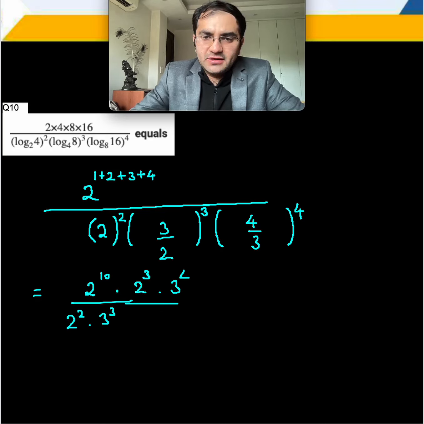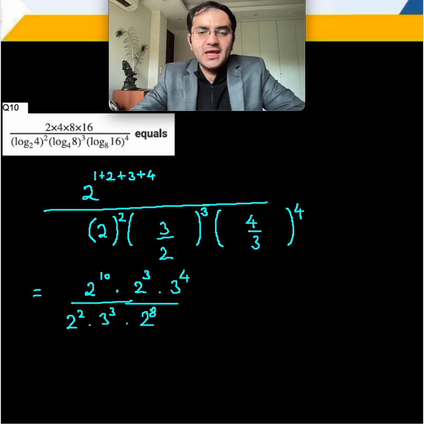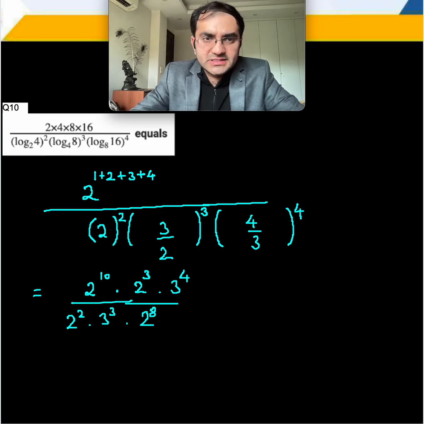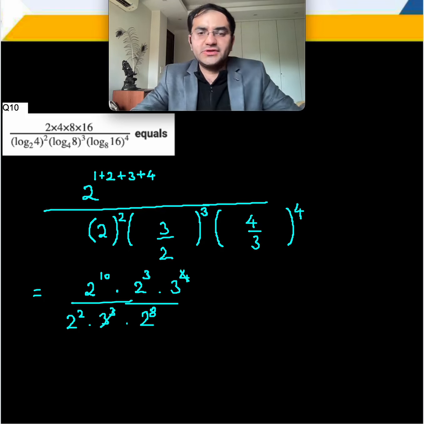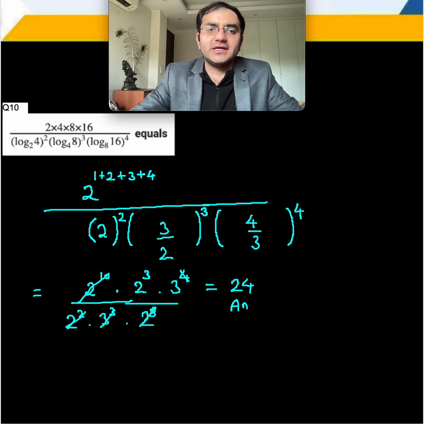And then 3 power 4 goes to the top, and 4 power 4 stays at the bottom, and 4 power 4 is 2 power 8. Now you simplify. That's basically 3 power 3 out of 3 power 4, only a 3 is left, and this is 2 power 8 plus 2, 2 power 10. So it will get cancelled out with 2 power 10. So 2 power 3 into 3, 24 is the right answer for this very basic indices question.